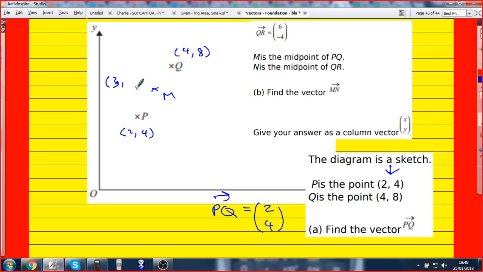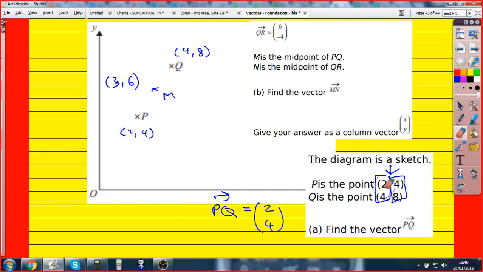You said if it's a half vector, that it's across 1 and up 2. So you started at 2, 4, you went across 1, so you're at 3, and now you go up 2. 6. Yep. Basically, halfway between 2 and 4 is 3. Halfway between 4 and 8 is 6. Okay. So that is the coordinate of M.